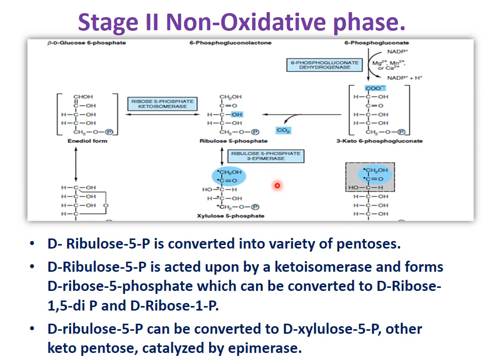So we have seen 2 enzymes. When ribulose 5-phosphate is converted into ribose 5-phosphate, the enzyme is isomerase, and when ribulose 5-phosphate is converted into xylulose 5-phosphate, the enzyme is epimerase.